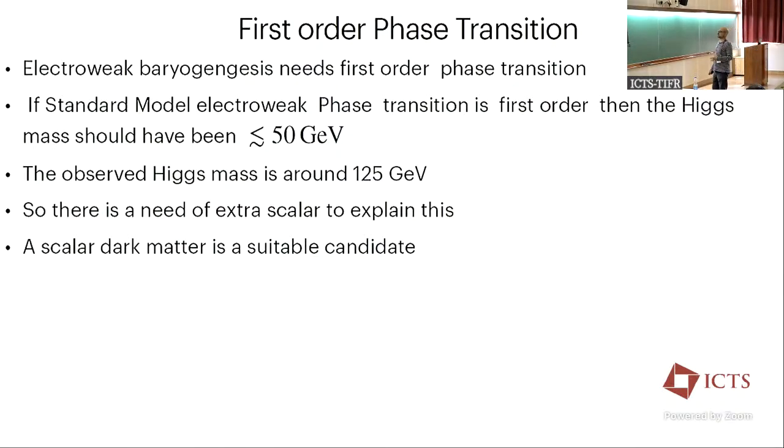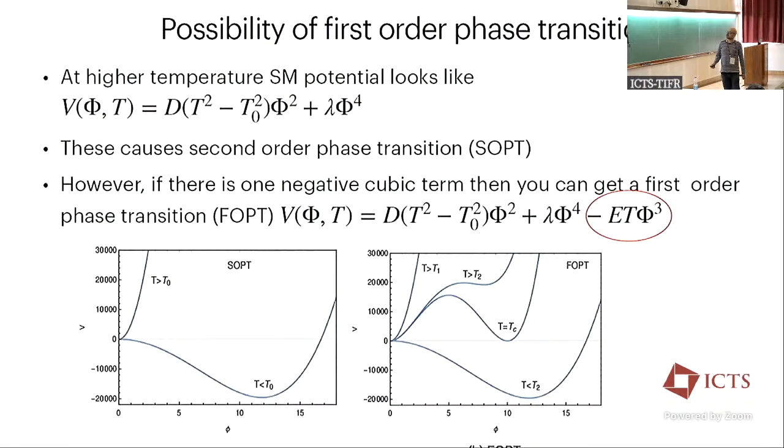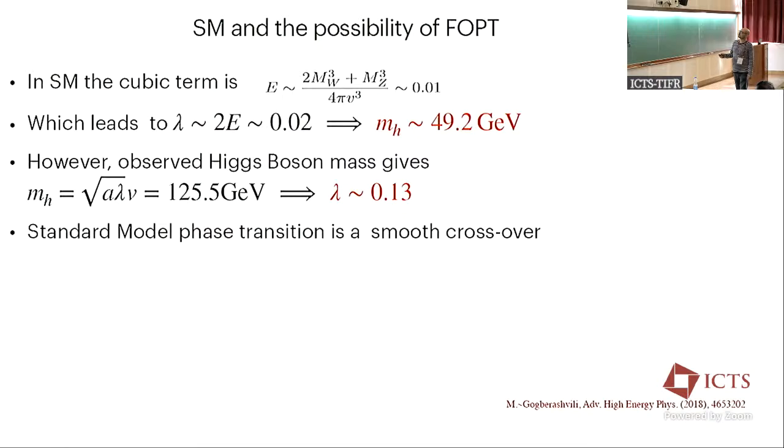So again, the first order phase transition can happen if you extend the SM sector with a scalar, and if you have an inert scalar, it can also provide dark matter. So you can think of it as a win-win situation. So let's try to see a toy kind of scenario. At high temperature, the potential looks like this, but this causes a second order phase transition. And if you add a phi cube term, then you can actually get the first order phase transition. Now, in the standard model case, this E is very low, around 0.01.